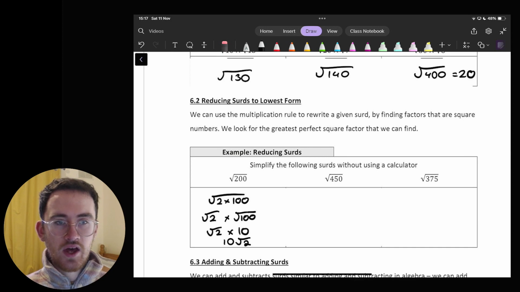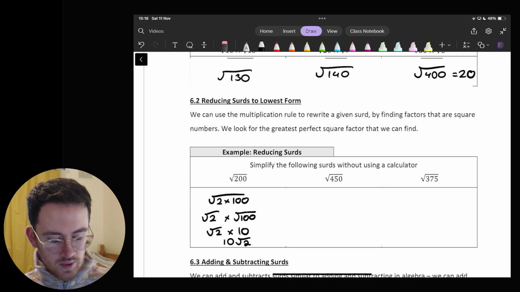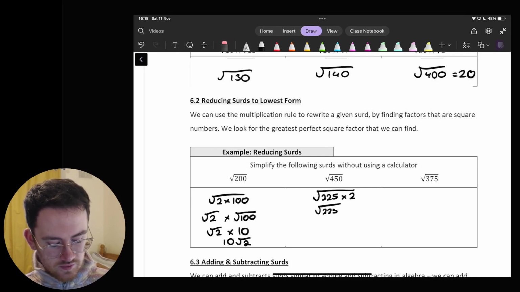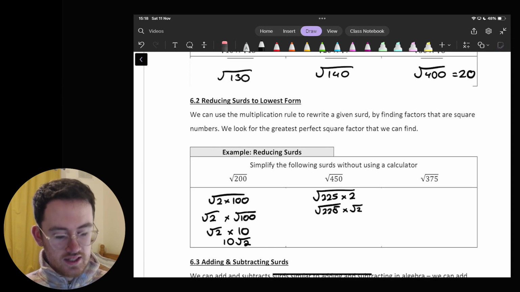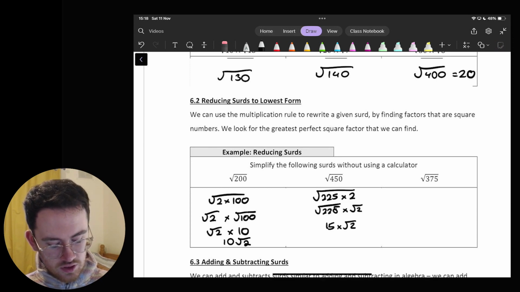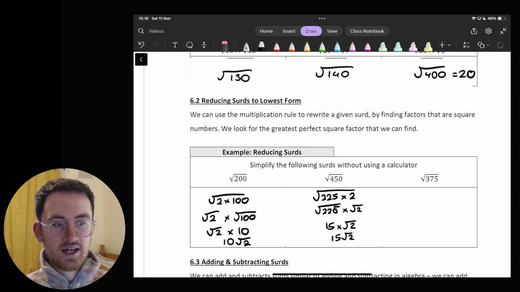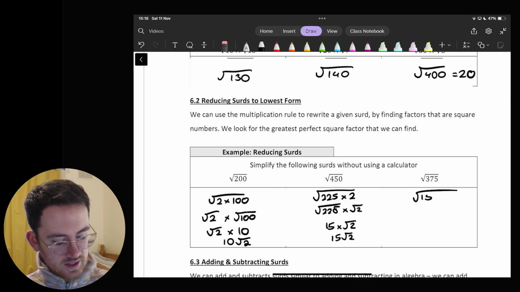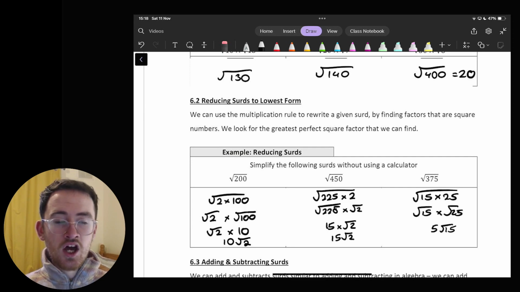Okay, 10 root 2. Looking at the next example, I have square root of 450. I can rewrite that as the square root of 225 times the square root of 2. Reducing that down gives me 15 times root 2, which is 15 root 2. Lastly, 375, I can rewrite as 15 times 25, which is root 15 times root 25, which is 5 root 15. So again, just reducing these things down.